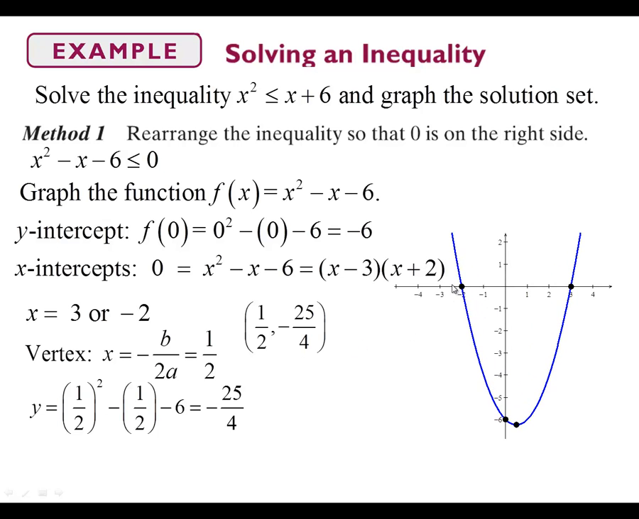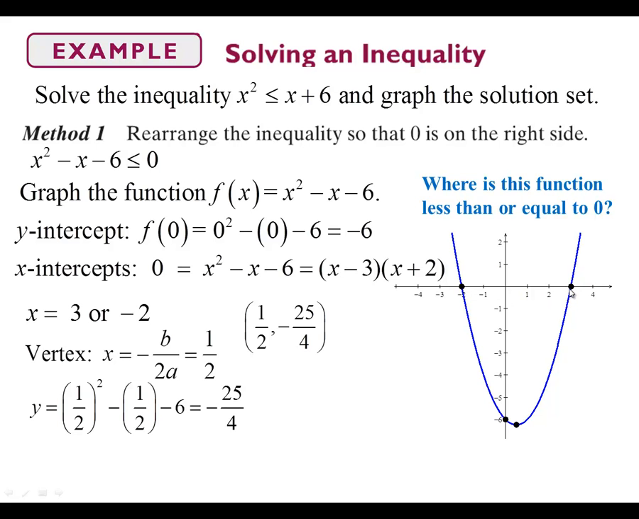Okay, and so here are our x-intercepts, negative 2, 0 and positive 3, 0. Here's our y-intercept at 0, negative 6. And here's our vertex at 1/2, negative 25 over 4. And we want to know where the function is less than or equal to 0. The last one asked for greater than. This one asks for less than or equal to, so now we're including these points. Which way are we going to go, above or below the x-axis? You should have said below the x-axis.